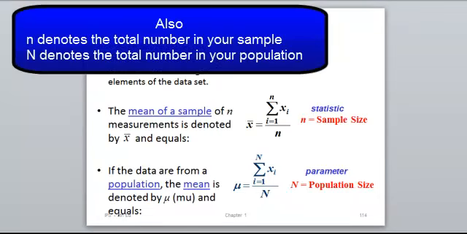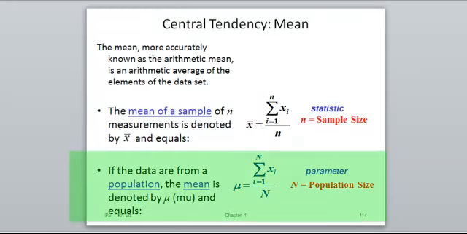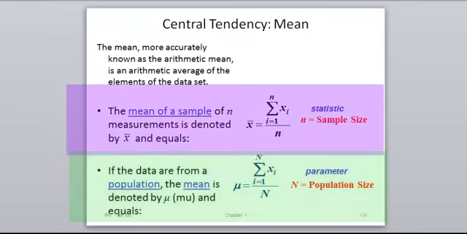When you see mu, you know you're talking about a population mean. Now, how we calculate the mean is exactly the same for both the population and sample, but what they mean is vastly different. One is a parameter that defines the population, that's mu. The other is an estimate of that parameter.